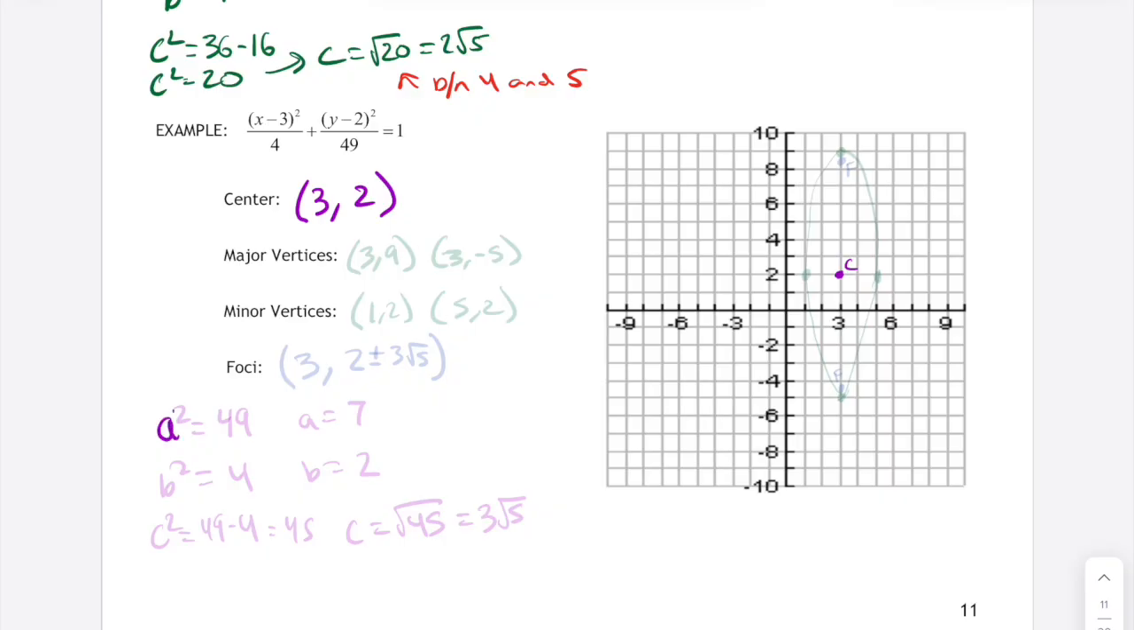I have to do my a squared. What's a squared in this one? 49, so a equals 7. B squared is 4, so b equals 2. C squared is going to be 49 minus 4, or 45. So C equals root 45, which is 3 root 5. Okay. So which way am I going to go for my major vertices?